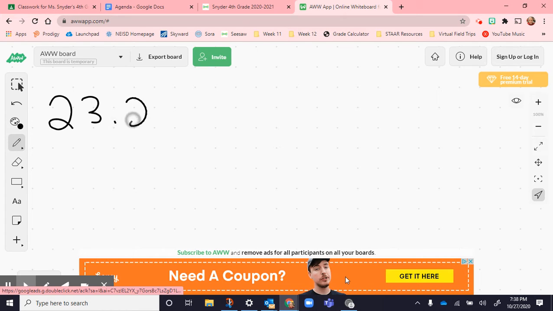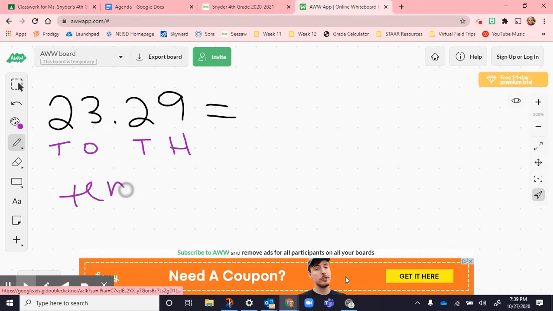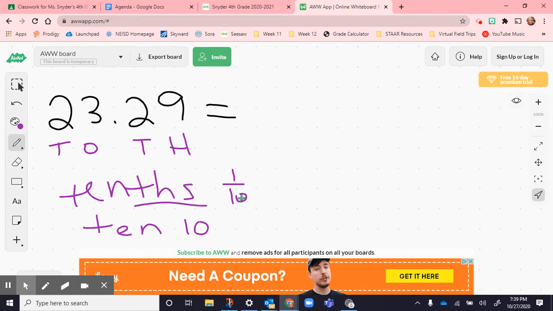Let's say we have 23 and 29 hundredths. Again, this is my tens place, my ones. Now I'm in my tenths and hundredths. So tens, ones, tenths, and hundredths. Remember that tenths has that THS. It's not the same as a 10. A tenth looks like this. This is 1/10. A 10 looks like this. This one is a fraction, decimal. This one is a whole number.